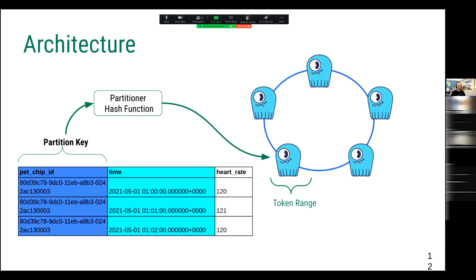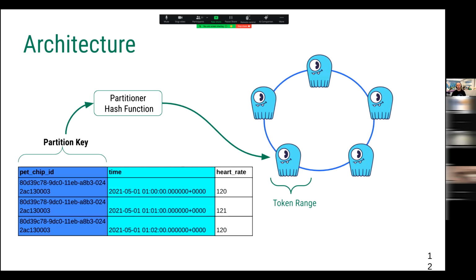is as follows. So we have here our 5-node cluster, just like we saw before. And in ScyllaDB and Apache Cassandra again, when we define a table, here we have a table with 3 columns, pet chip ID, a time, and a heart rate. Okay, so when we define a table, we need to define a partition key. A partition key can be 1 or more columns that are part of the table. And it's very important how we choose our partition key.